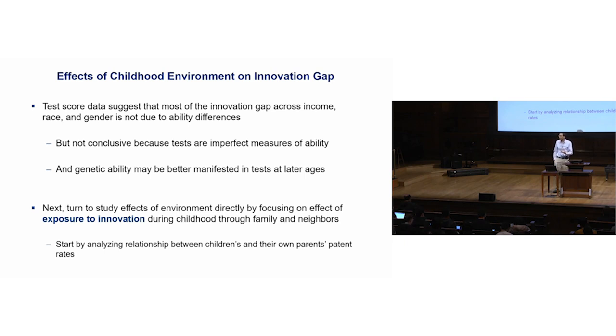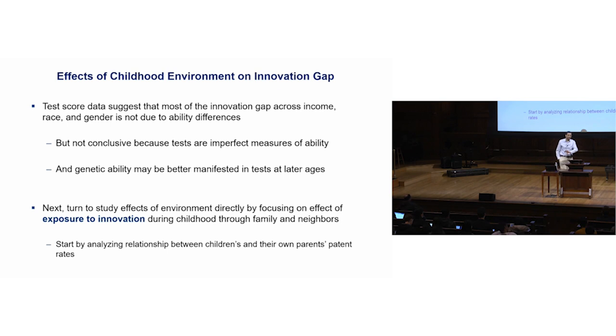So what do I mean by tests are an imperfect measure of ability? Your third grade math test score might be one of many different things that matter for your likelihood of becoming an inventor. And maybe it's the case that kids from higher income families, it's not because they have higher third grade math test scores, it's because they have other skills that end up paying off in the labor market and innovation or something like that. We can't rule out that hypothesis based on the evidence that I've shown you. Moreover, genetic ability, maybe it's not manifested in early test scores, maybe it only shows up in the labor market. That's another hypothesis that you might at least worry about. So given that, I think this evidence is suggestive but not conclusive.